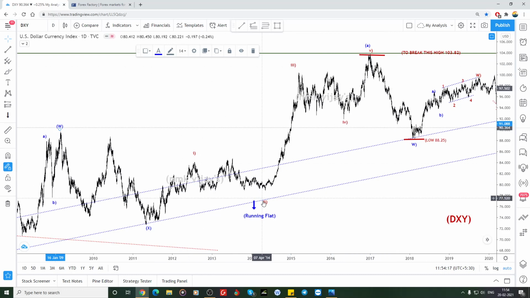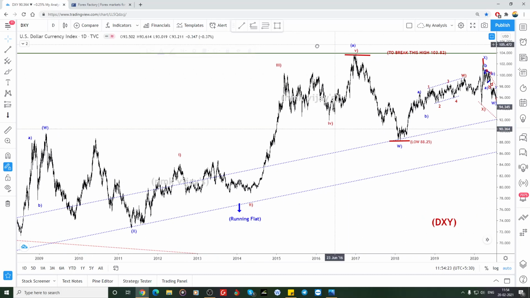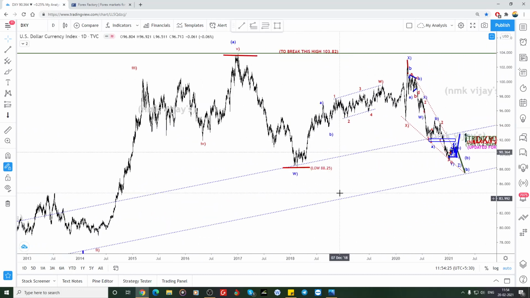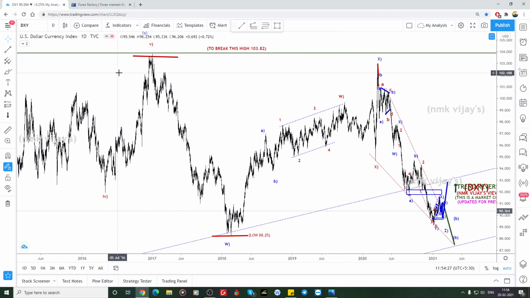So this is 1, 2, 3, 4, 5 ended. So W, X, A got finished, and we are in that B wave. In that B wave also, this is an A, B and C. So whatever you can make of this, as A or W or B or X.